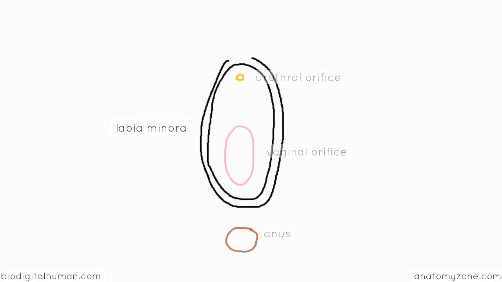So I've just drawn these folds on here. So the singular of labia minora is labium minus. So these are also known as the inner lips, or the inner labia. So labia just means lips in Latin. So then you've got the outer lips, which are called the labia majora.